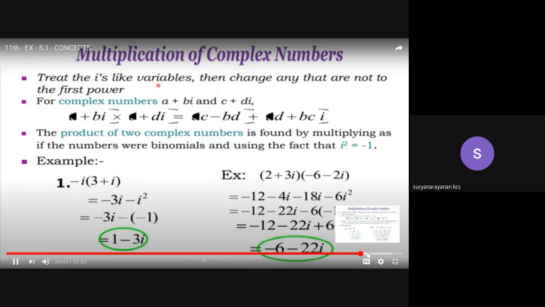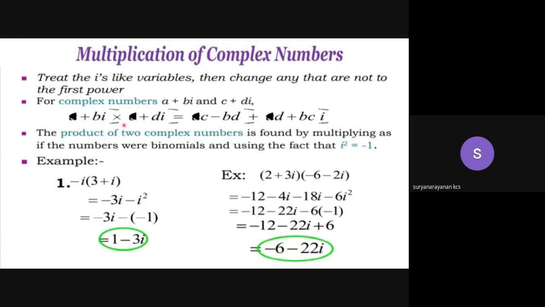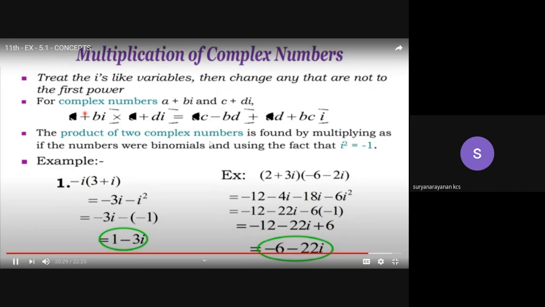Treat i like a variable, then change any powers that are not first power. For example, a plus bi and c plus di are two complex numbers. To multiply these two complex numbers, a plus bi into c plus di, my children, just use the properties. How do you multiply two algebraic expressions? We follow the same rule here also, my children.